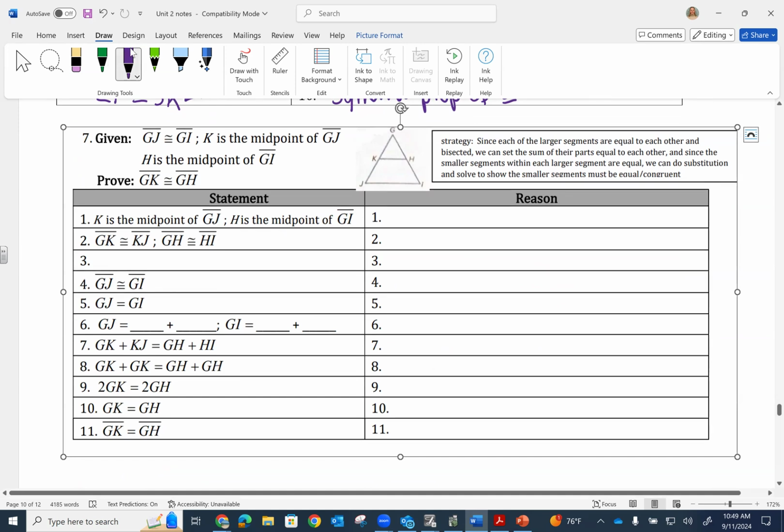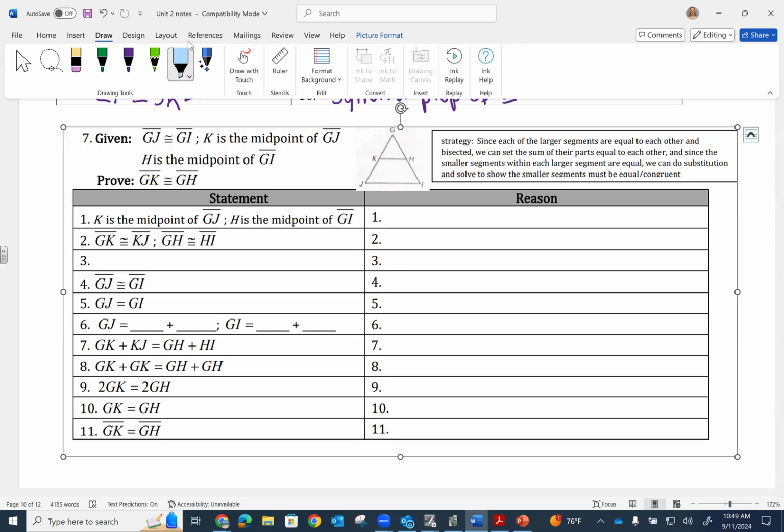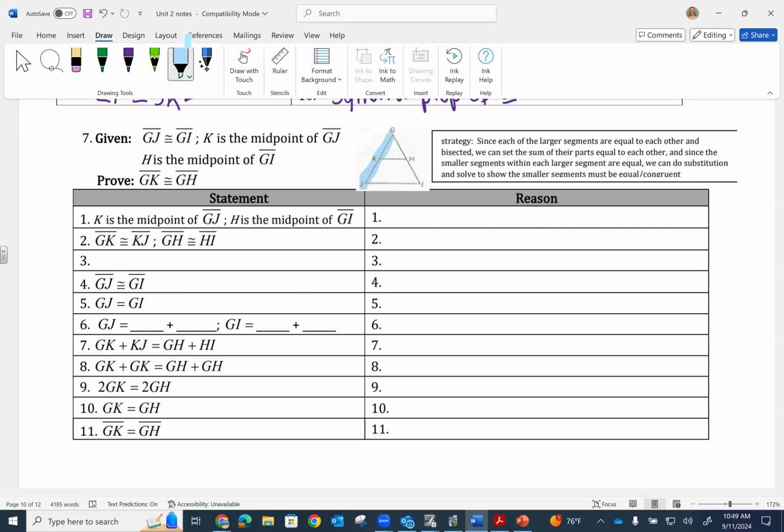The next one says, given GJ is congruent to GI. So GJ and GI are congruent. Also, K happens to be the midpoint of this side, and H happens to be the midpoint of that side. So we've got a lot of good stuff they came up with. We're going to start with K is the midpoint of GJ and H is the midpoint of this. How dare we say that? Well, those are both givens, so I'm going to check them off our list. Those are given.